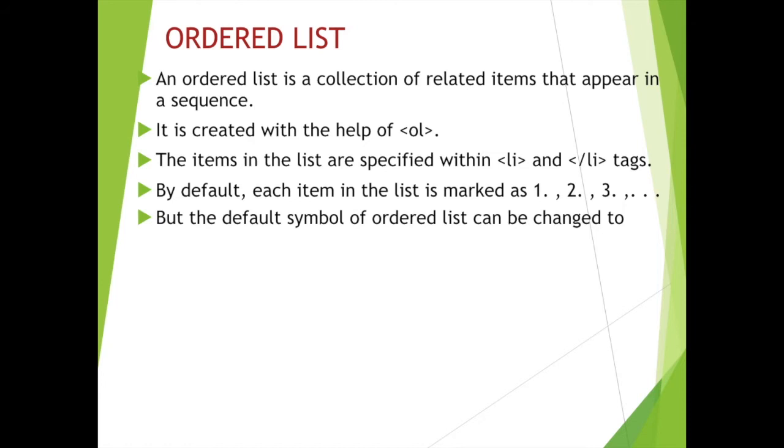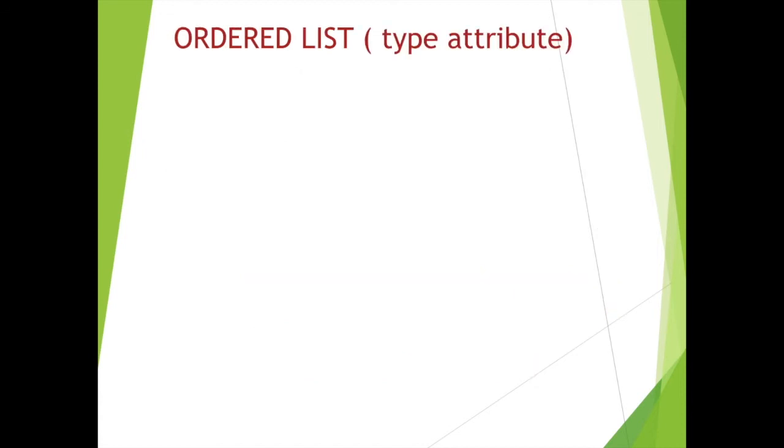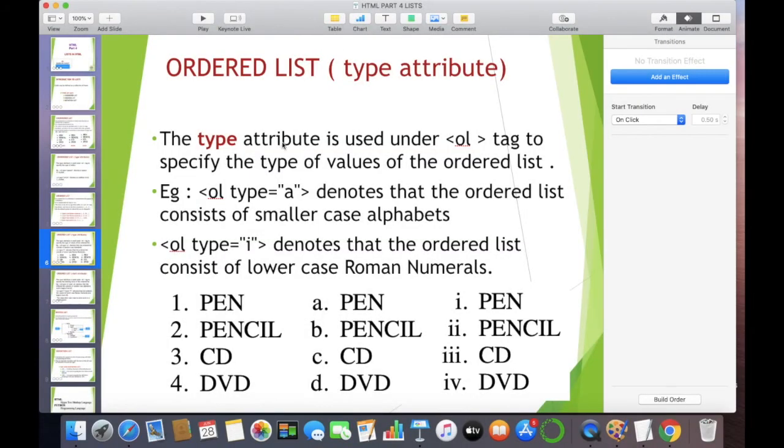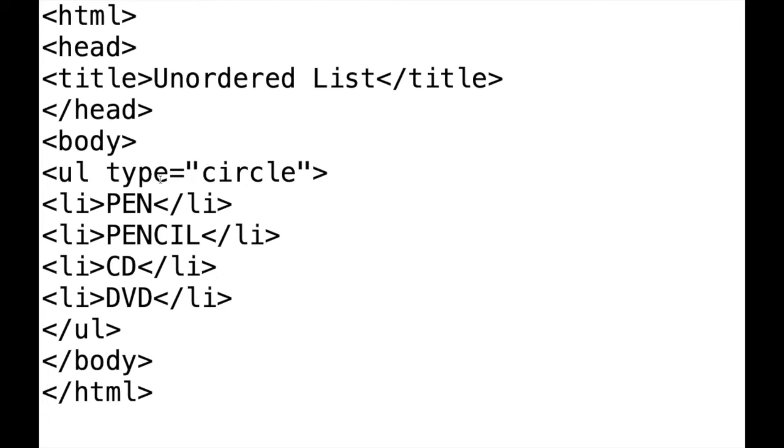But the default symbol of an ordered list can be changed to uppercase Roman numerals, lowercase Roman numerals, uppercase letters and lowercase letters also. So now let's go to the type attribute. Let me show you the default one first. Here, if I want to create an ordered list, then instead of UL, I need to type OL.